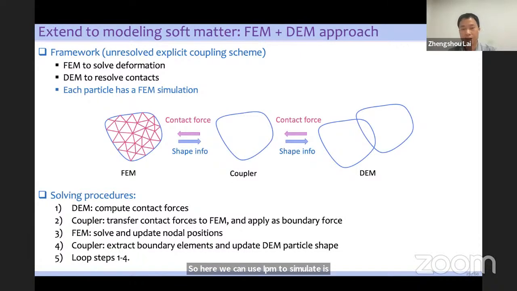And for the contact dynamics between each soft metal, each deformable particle, we can use the DM to evaluate the contact forces. The procedure is that first we use the DM to calculate the contact force between each deformable particle. Then for each particle, we evolve the FEM to calculate the deformation. Then we repeat this procedure and we can simulate the contacts and the deformation of a pack of soft metal.